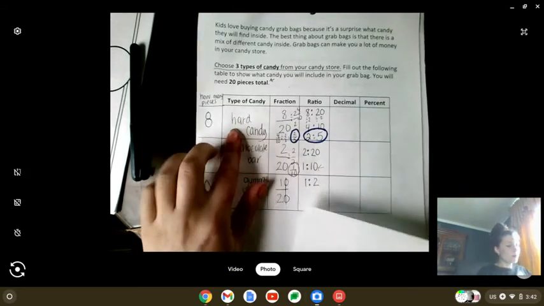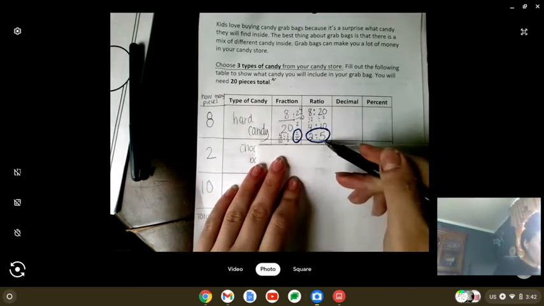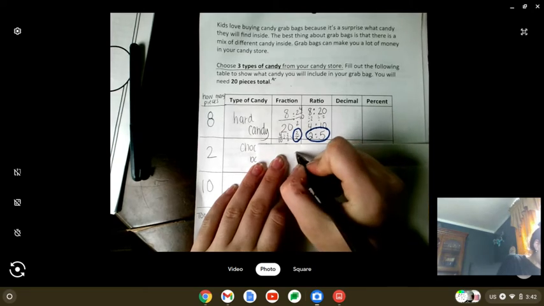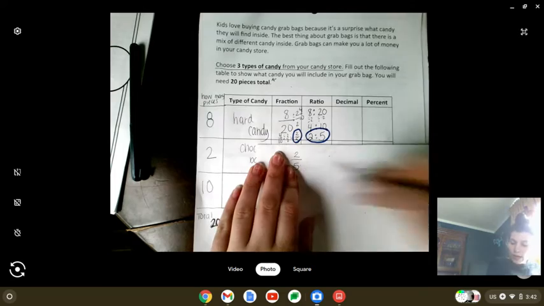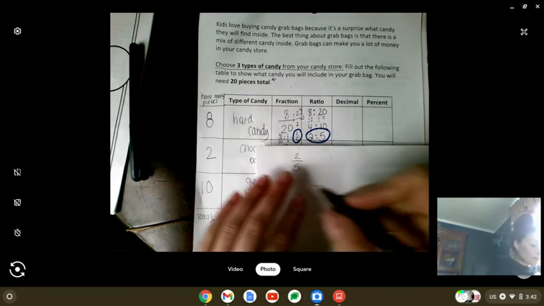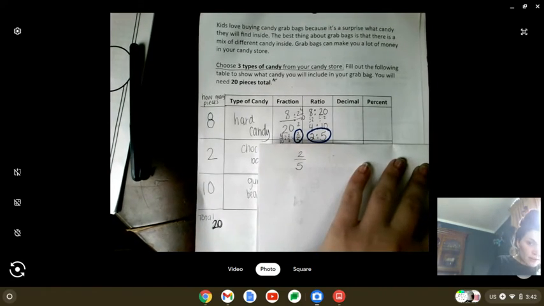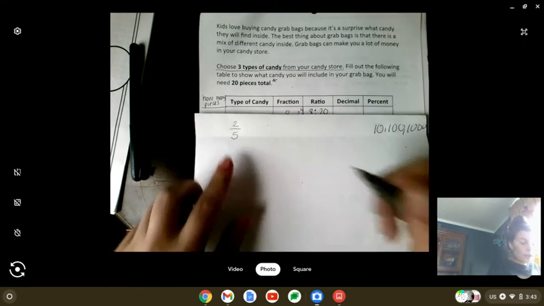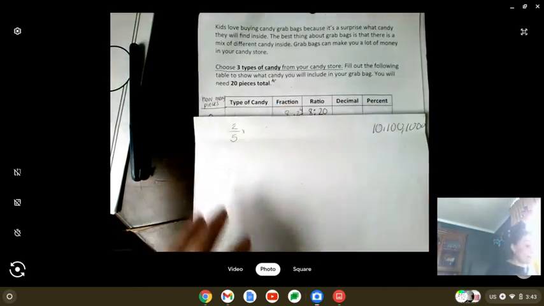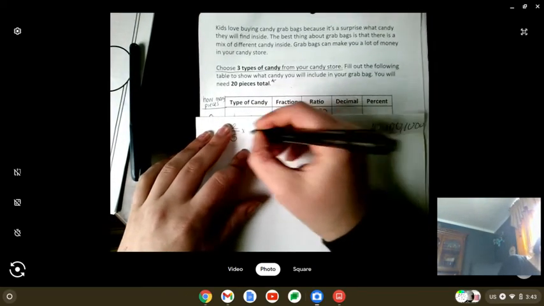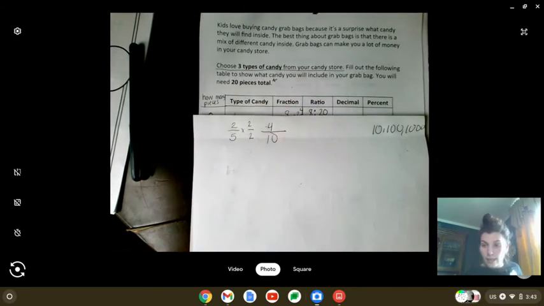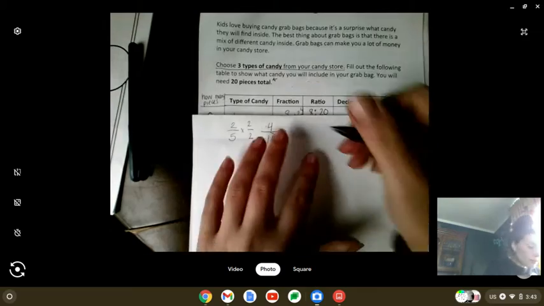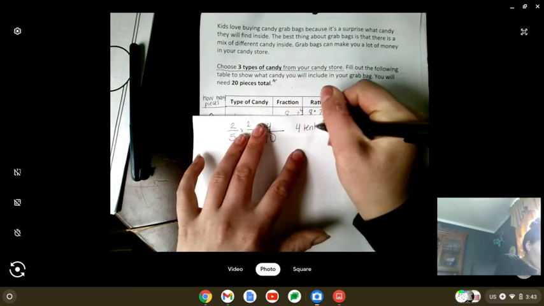So I'm going to start by doing hard candy. I'm going to use my simplified fraction or my simplified ratio. I can use either one. 2/5. So I need to change 2/5 to have a denominator of 10, 100, or 1,000. So, I know 2/5 I can change into 10. So something over 10, so that's 2/2. So that's 4/10.